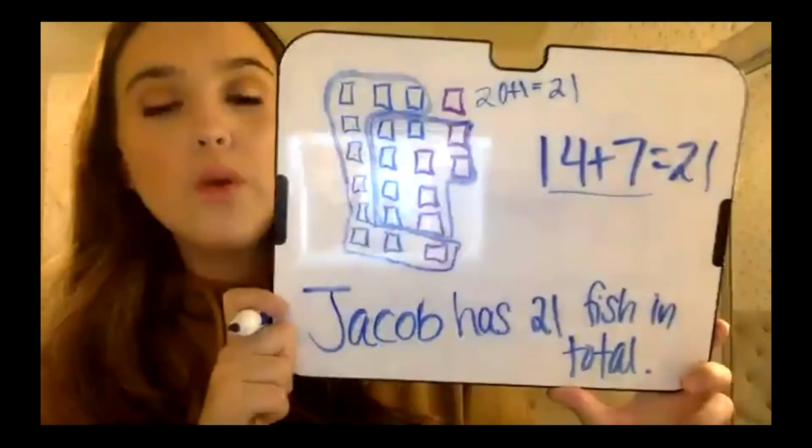The problem asked how many fish Jacob had. So let's say Jacob has 21 fish in total. So we are answering this question in word form. We are saying Jacob has 21 fish, and we know that because we counted using units. And those units are just a great visual aid so you guys can actually see what you're adding. So you can use those to help you add and count and all that good stuff. So let's continue on to the next question.